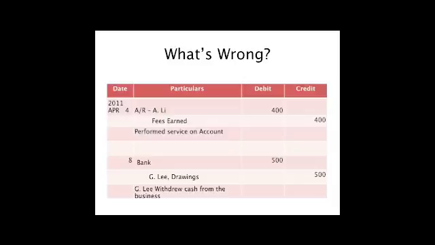Therefore, the accounts of debit and credit are incorrect, because when the cash is withdrawn, the account G. Lee drawings should be debited, because more money is being owed to the company. Also, because cash is withdrawn, the bank will be credited. So we just switch the debit and credit accounts for the second transaction.